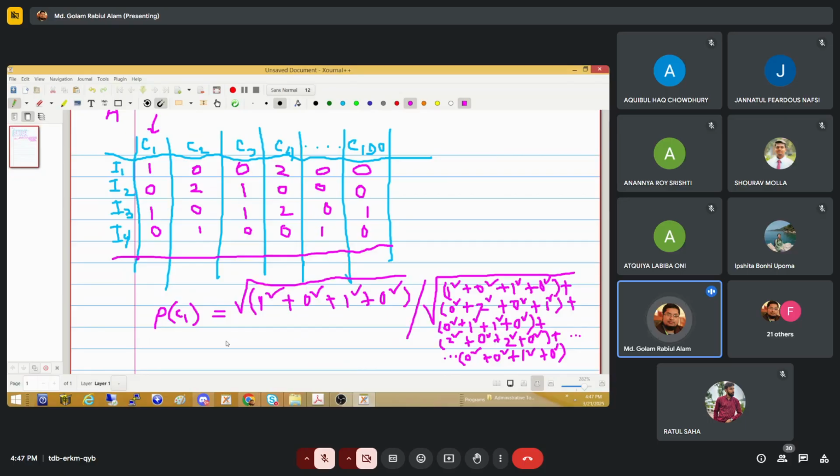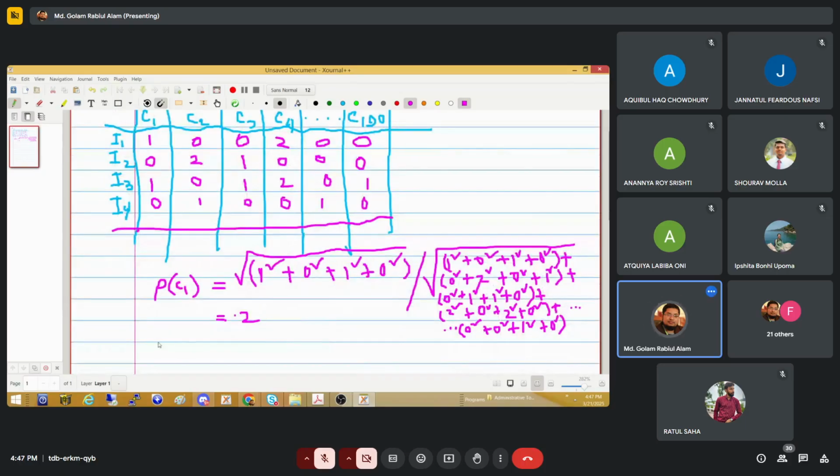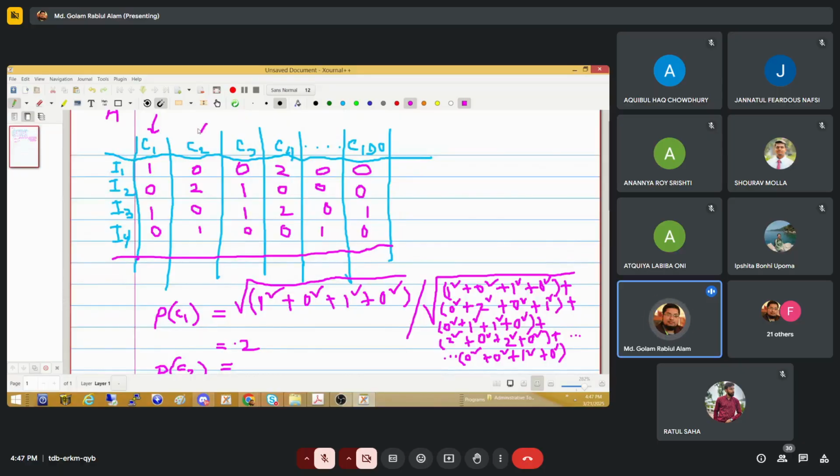Let's just assume, because I didn't calculate it, that this probability is maybe 0.2. This is an assumption, not the actual value. Similarly, we have to find out the probability for C2. In that case, we have to think about the second column.